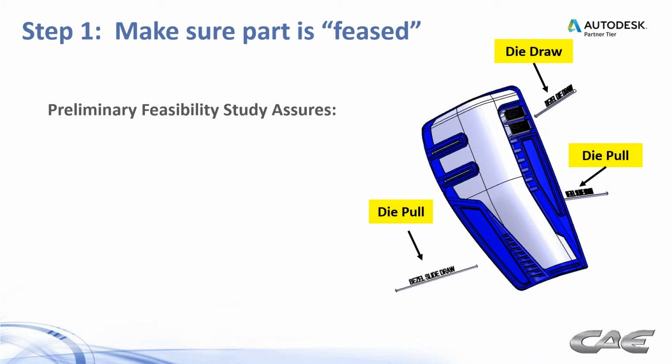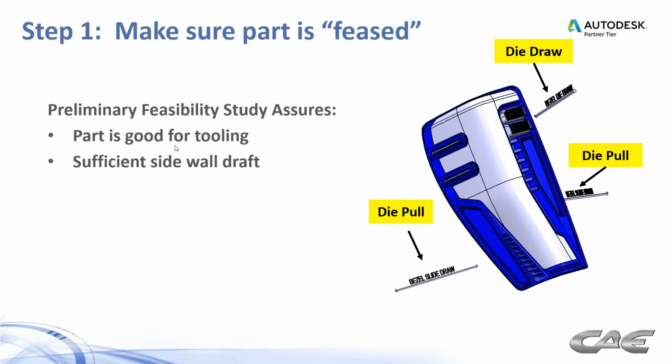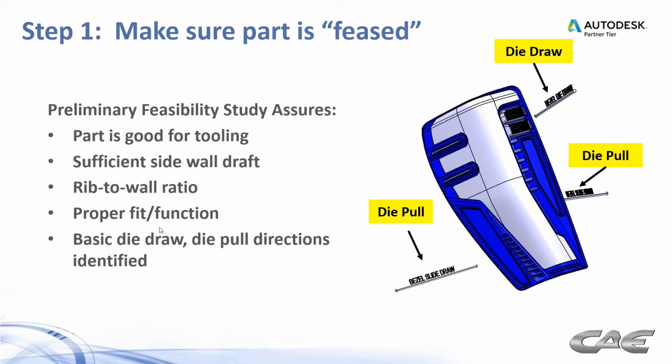So step one, we need to make sure a part is feased. And this doesn't have to be super in-depth, but the more in-depth the better. A preliminary feasibility study is going to assure that the part is good for tooling. That you have sufficient sidewall draft, for example, that you have good rib to wall ratio, and some of this can be fleshed out in the Moldflow analysis as well. Obviously, you have to make sure you have proper fit and function, and it's also good to have the basic die draw and die pull directions identified at that point.